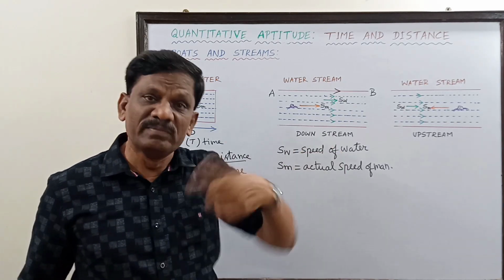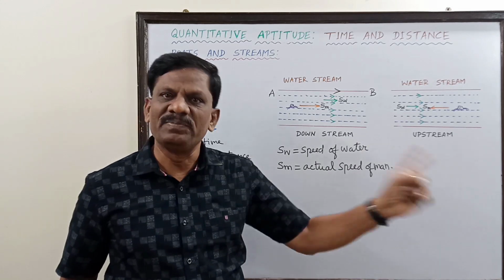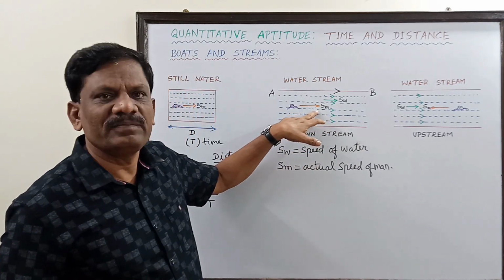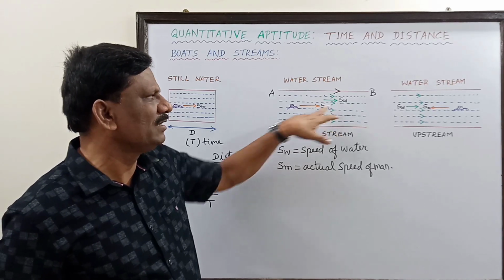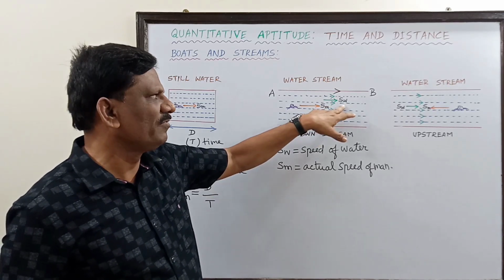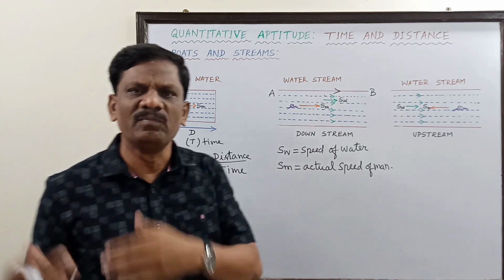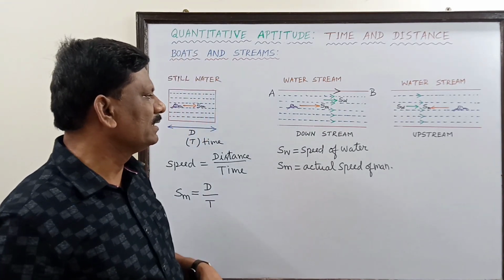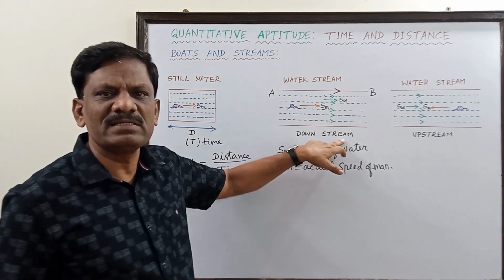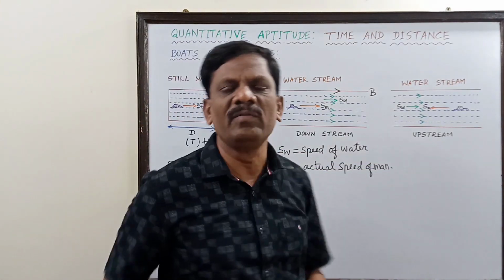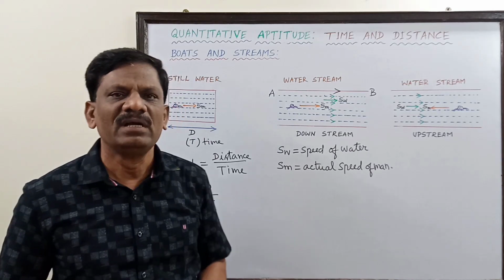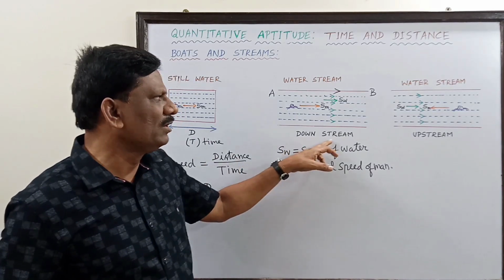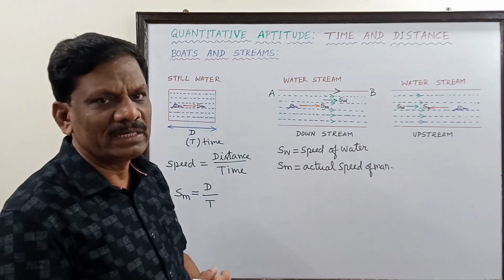But if the man swims, in addition to the speed of water, in the same direction, see, the man is swimming along the direction of water. So the direction of water as well as the direction of the man are one and the same. That is called downstream. Hereafter we will be using this term downstream. So what do you understand by downstream? He is moving along the direction of water.